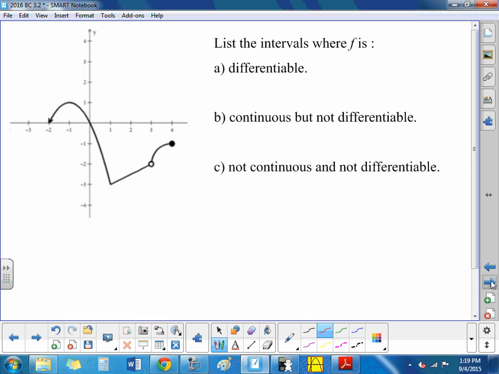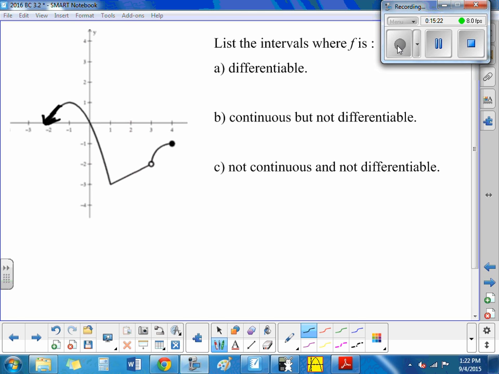Okay, now on this one, I'll let you trust your eyes. What you see is what you get. And what you see is what I see. So go ahead now and decide, where do you think this graph is differentiable or smooth? Okay? And where do you think it is continuous but not differentiable? And where do you think it is not continuous and not differentiable? Okay? So it's 3 different questions with 3 different interval answers. So I'll pause the recording while you work on that.